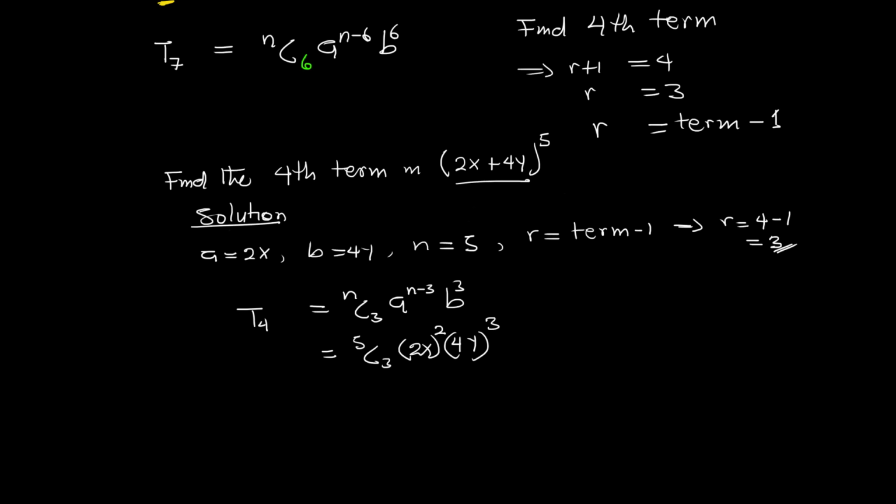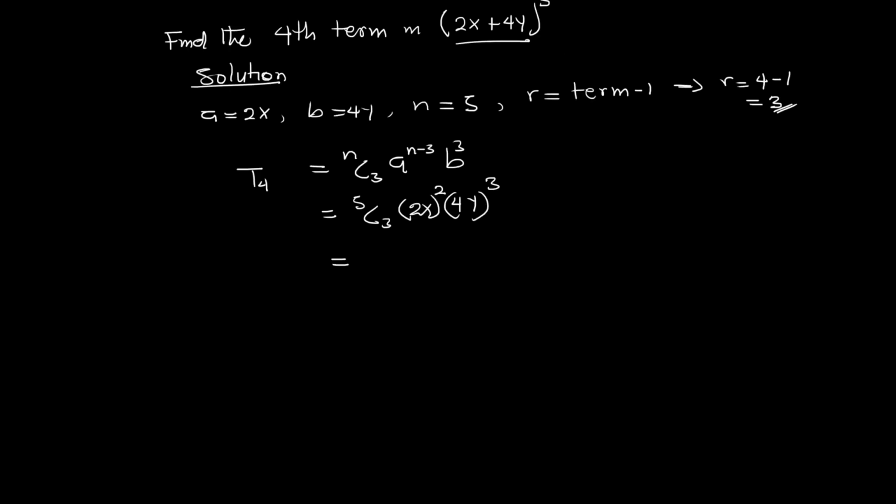So that is what we have. Now we can compute this. 5 factorial over 5 minus 3, which is 2 factorial, times 3 factorial. And 2 squared is 4, x squared, 4 raised to the power 3 is 64, y cubed.